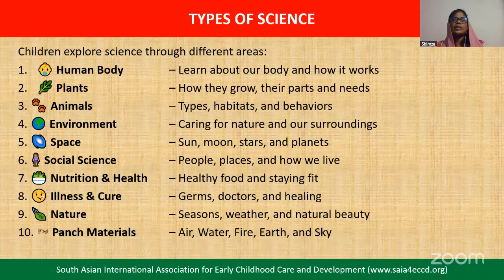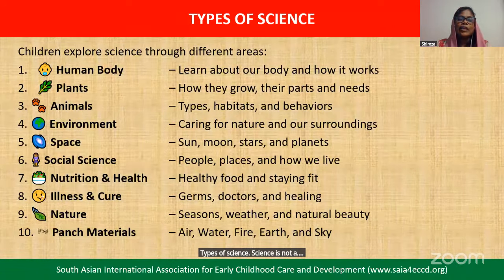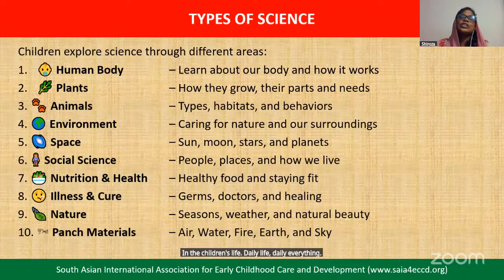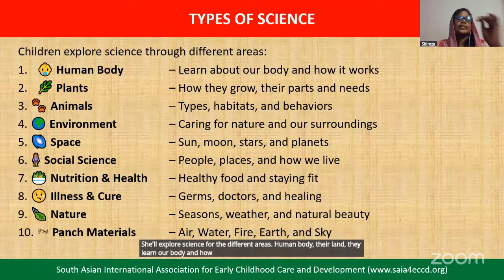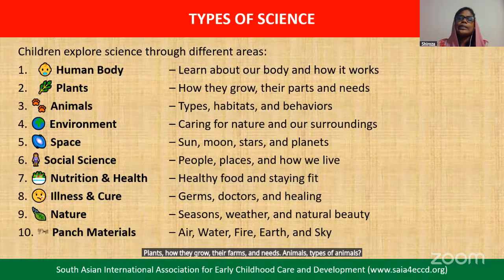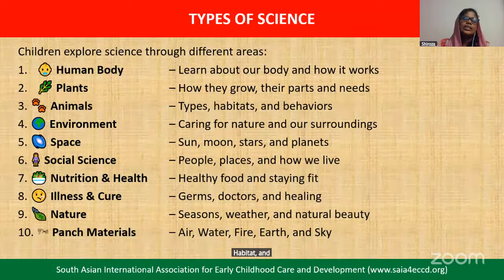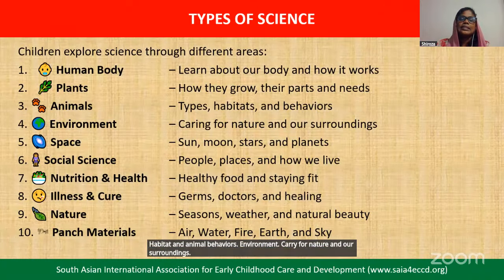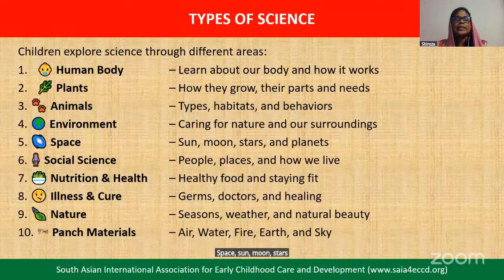Types of science. Science is not a subject. In the children's life, it is in daily everything. Children explore science through different areas. Human body: they learn about our body and how it works. Plants: how they grow, their parts and needs. Animals: types of animals, habitats and animals' behaviors. Environment: caring for nature and our surroundings. Space: sun, moon, stars, planets.